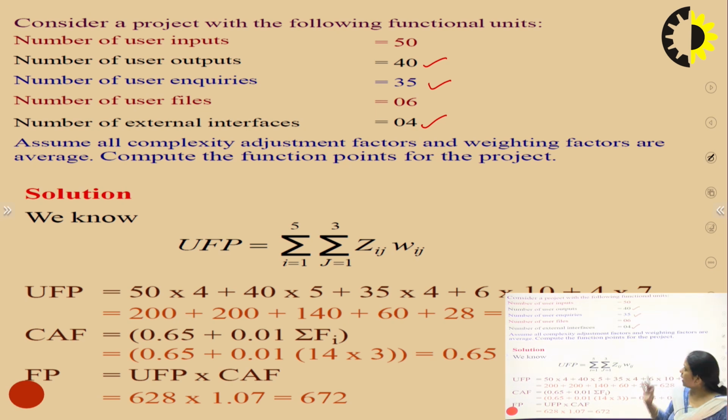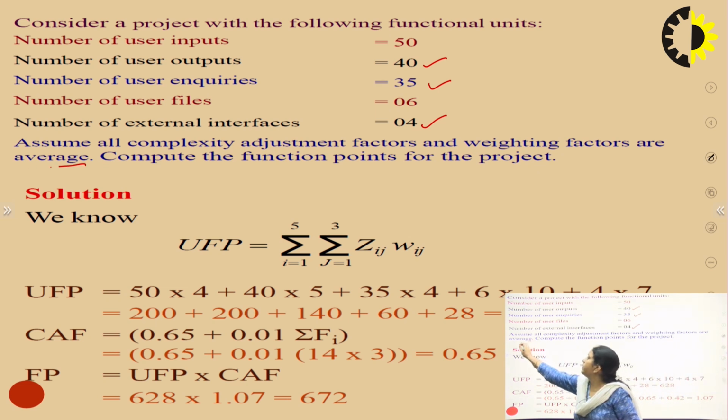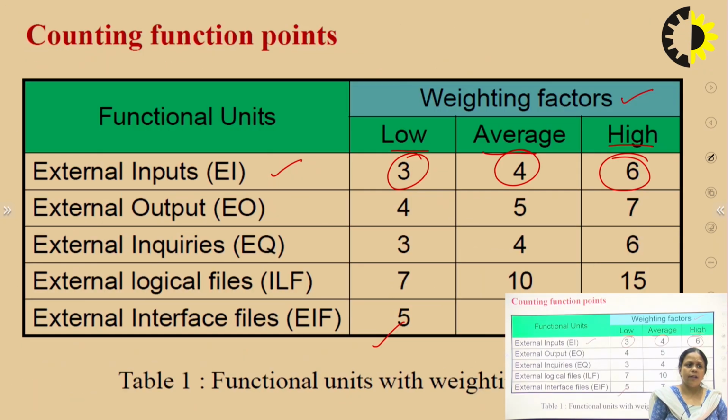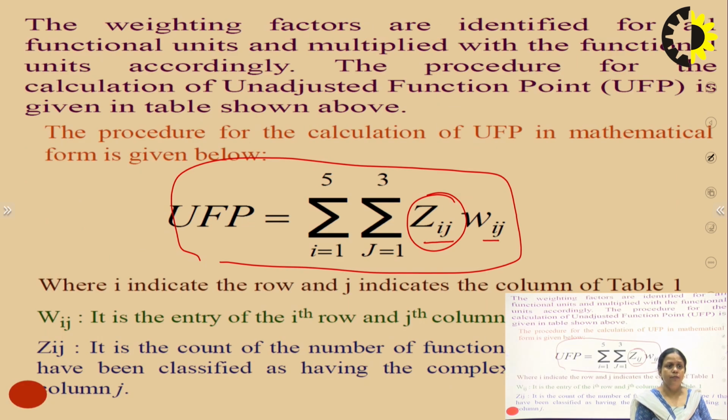So, again we are given that the weighting factor is average. This is the main thing here we should consider. So, we will use this table for the average weighting factor. You can see here we have all these factors, and these are the average values for each factor. So, we will multiply the given values by these weighting factors. Fine. And then we will find out the unadjusted function point.